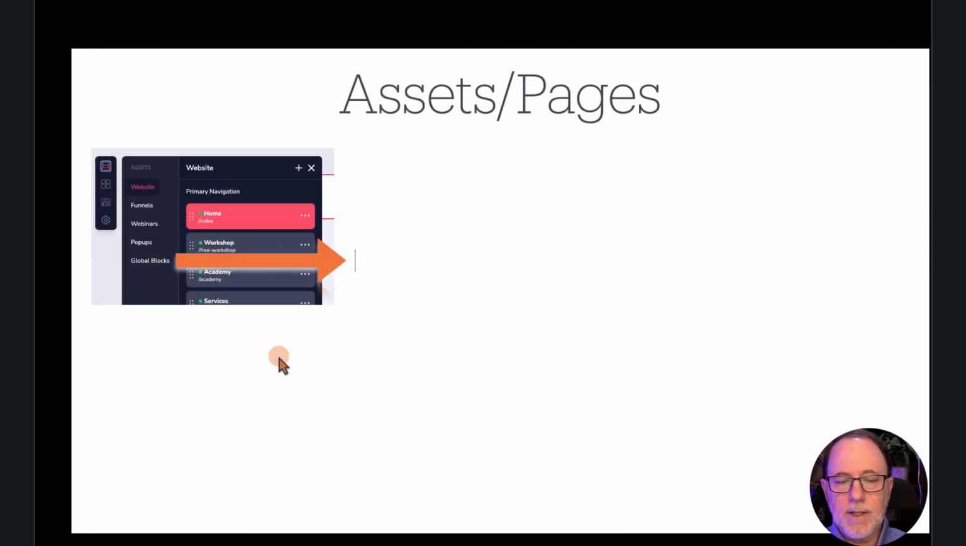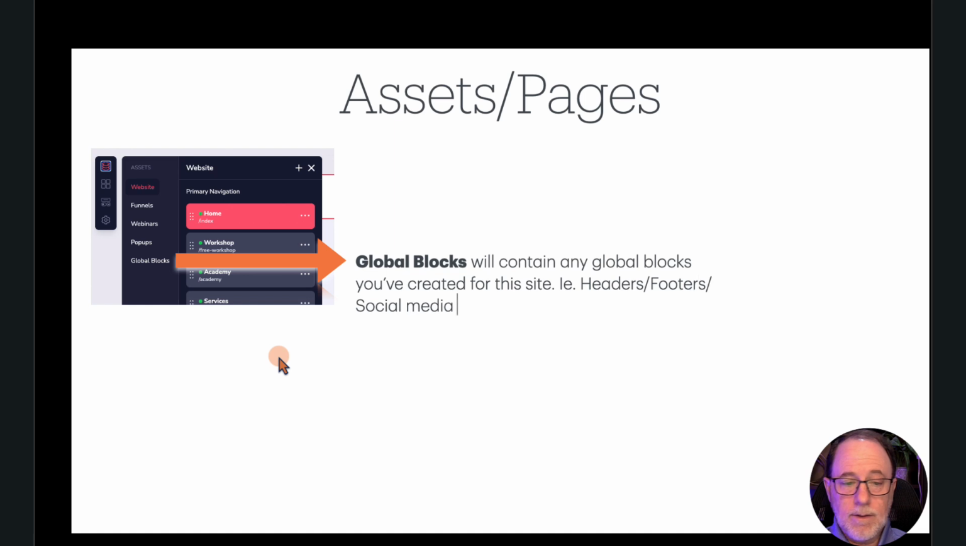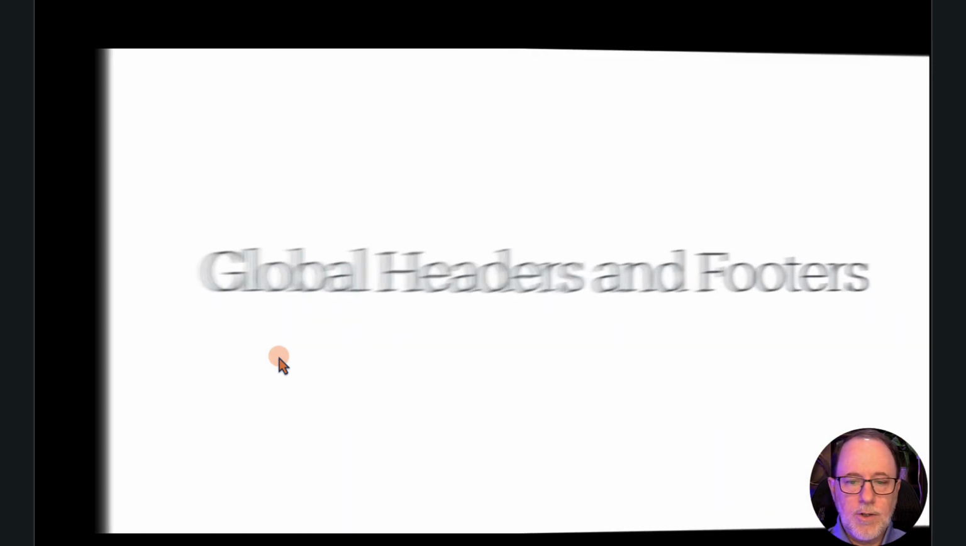And then the final thing is global blocks. That area will contain global blocks you've created for the site. It's possible in Groove Pages to create a global header that you put on every page, and then you change it one time and it changes on every page. A global footer. You could have a social media block that you're sticking on every page, and you just create it as a global block, and it can be changed one time and changed on every page.